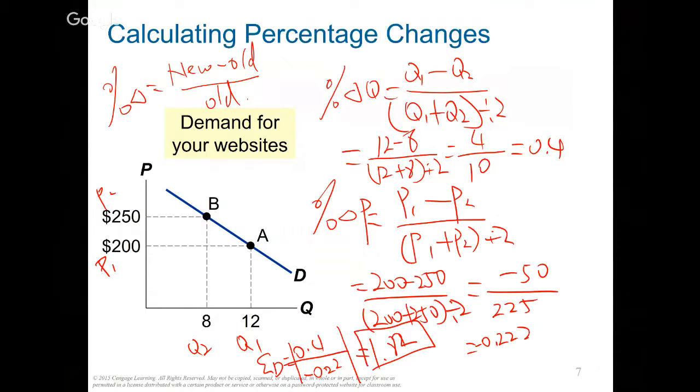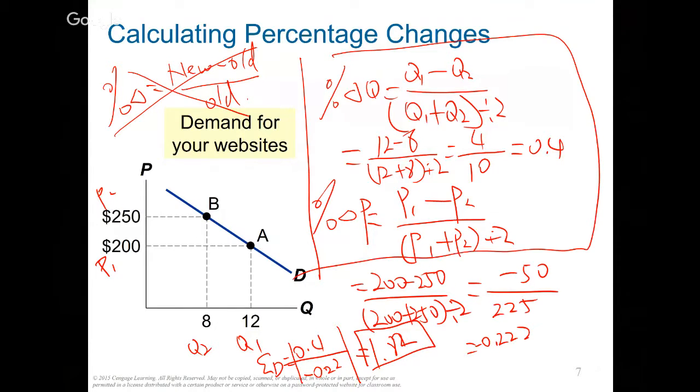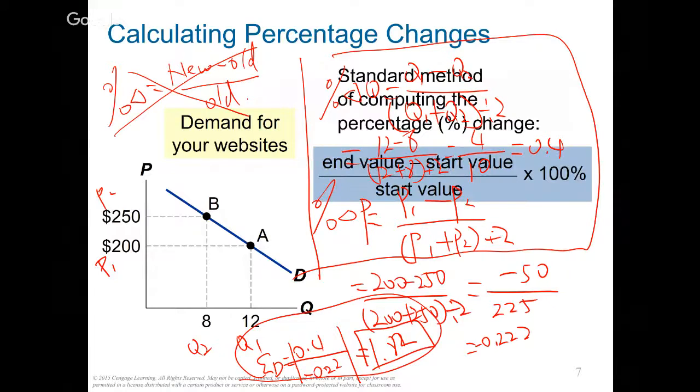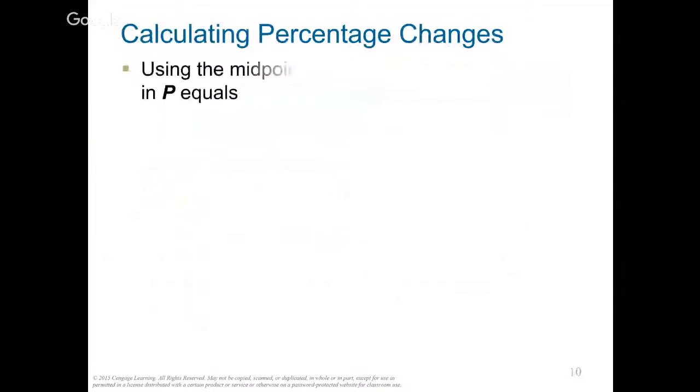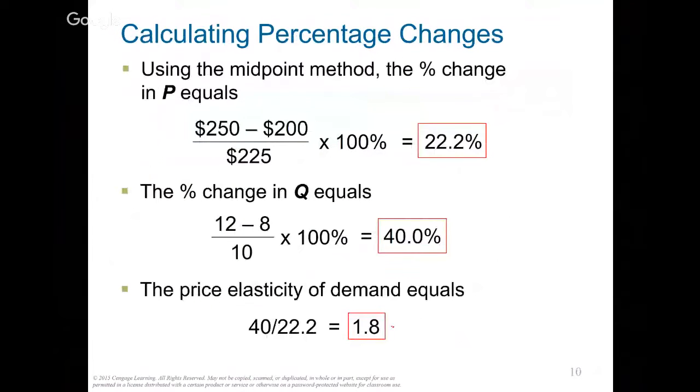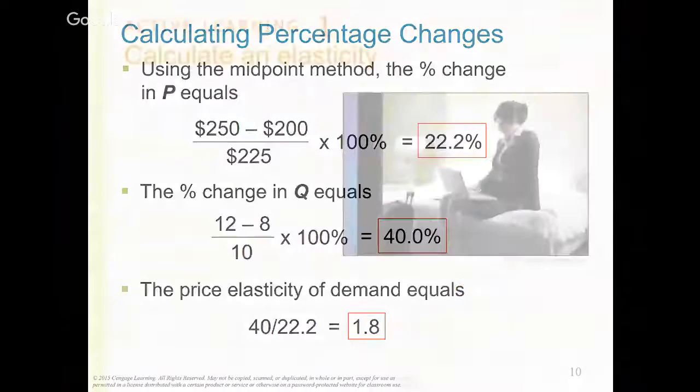So just 1.82. Make sure when you do this type of question, if you see two points, do not do the new minus old divided by old. Use the midpoint method, which is Q1 minus Q2 over Q1 plus Q2 divided by 2, and then P1 minus P2 over P1 plus P2 divided by 2, and then divide the two answers. That's your elasticity of demand. All right, guys, so that's how you do it. That's just the midpoint method, and that's our answer, which means you got it right.